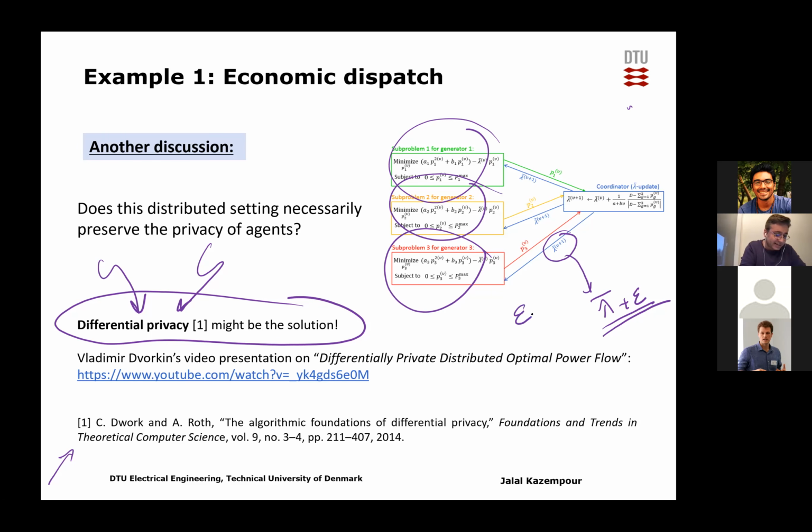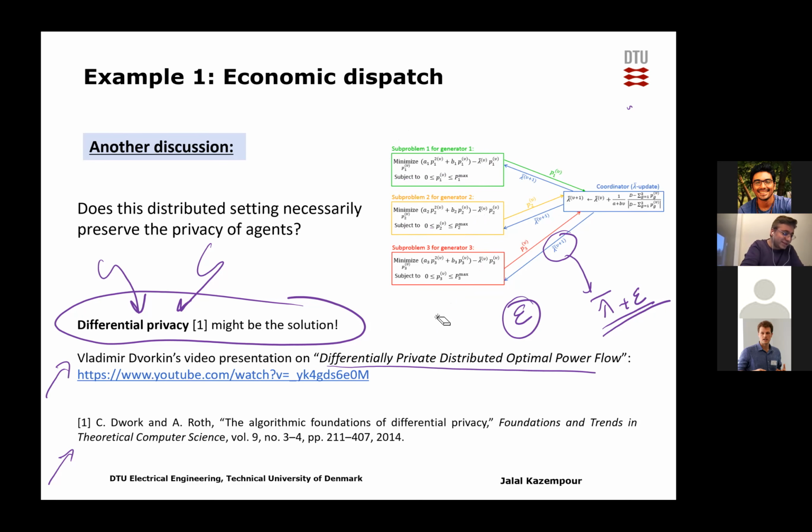So how to design this epsilon, the noise, is the critical point. You can watch this video by my former colleague at DTU. It's about differentially private distributed OPF. It might be interesting to you. Sebastian says, surely this noise needs to be included in the platform design so it doesn't destroy convergence. Very good point. First of all, by this epsilon, you are compromising the optimal solution. So we will end up in a suboptimal solution.